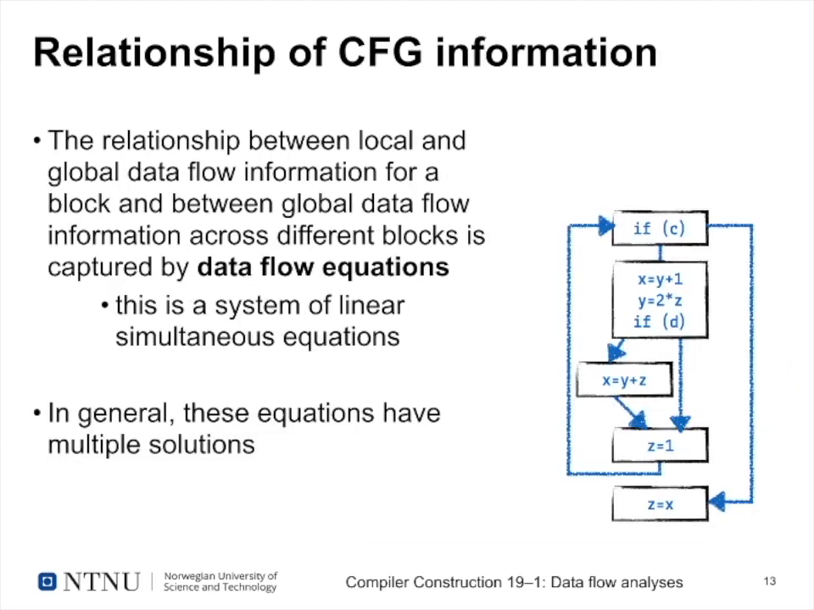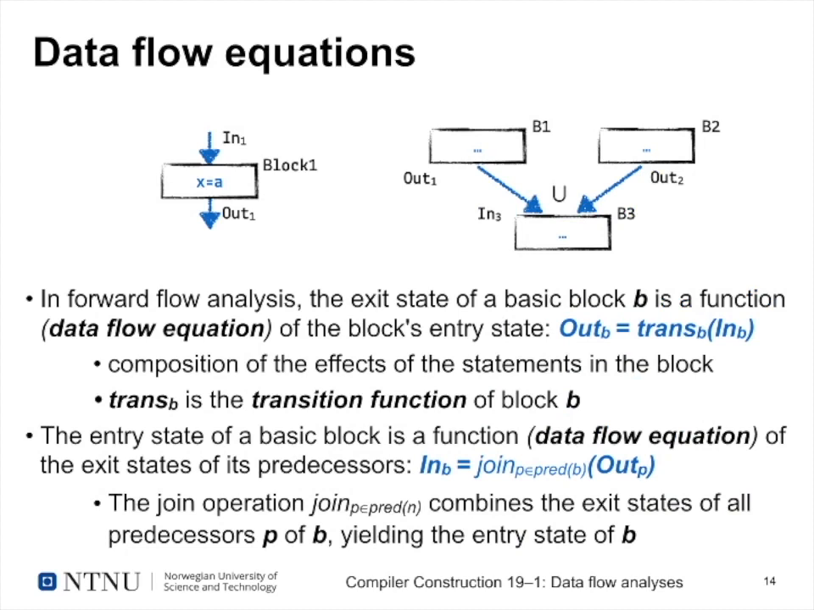When we look at local and global data flow information in our control flow graph, we need to capture the relationship between local and global data flow information, and we capture this using so-called data flow equations. Data flow equations are in general a system of linear simultaneous equations. We have to solve these, and you probably know this from your linear algebra. In general, these equations may have multiple solutions. So how can we actually consider data flow equations, and how can we obtain these?